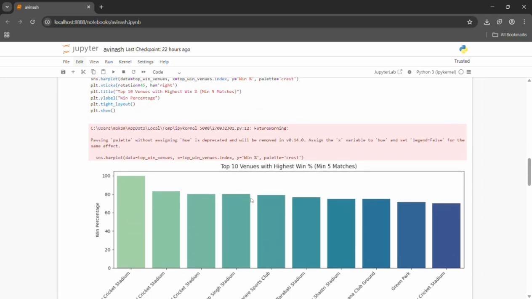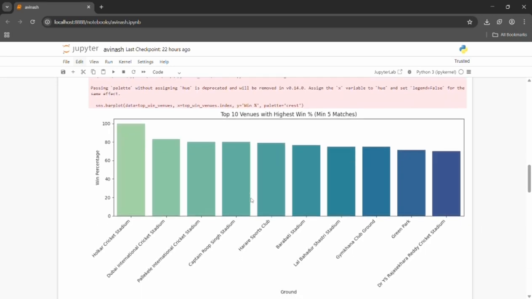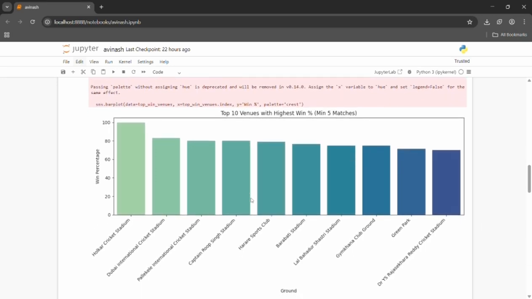We see stadiums like Eden Gardens, Wankhede, and Barabati at the top. These are the venues where India traditionally performs well. These plots aren't just decorative, they can influence strategic decisions. For example, if India has a high-pressure series, hosting matches at these stronghold venues could improve the chances.